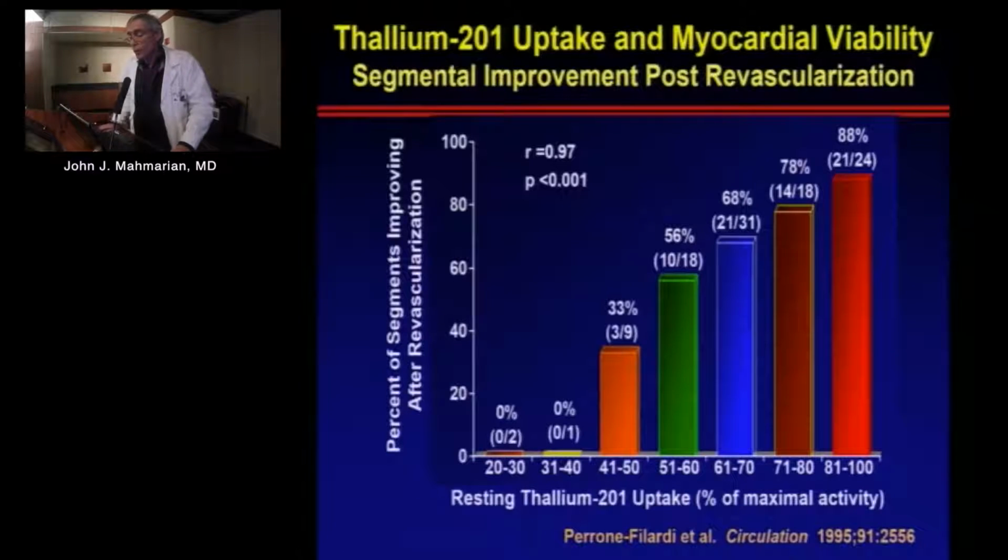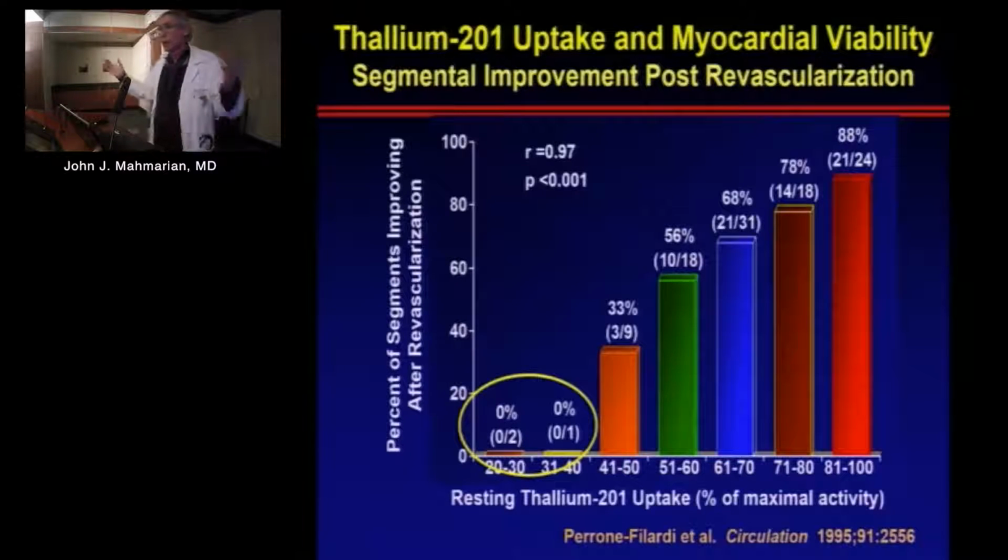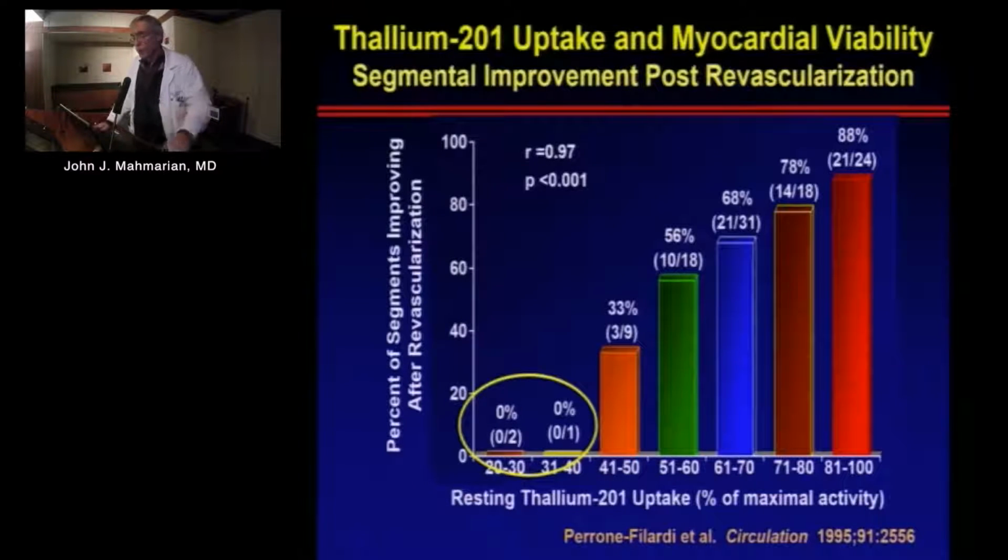So let's look at some of the data with thallium uptake. First of all, you'll notice that when you have very low uptake of thallium, this is looking at relative percent in the myocardium. If you have less than 40% uptake compared to the normal area in the myocardium, you have an extremely low likelihood of having any kind of viability or improvement in segmental wall motion as a mechanism for defining viability.